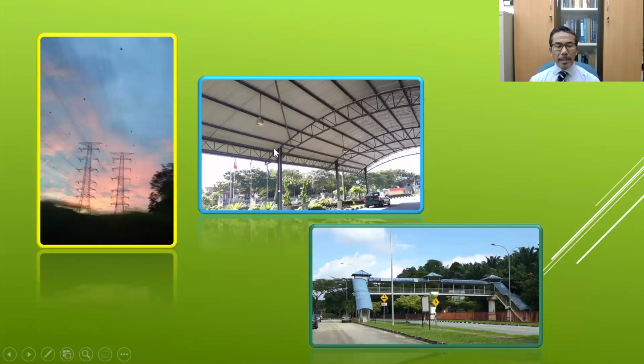This slide shows photos where steel is being used, for example here, to construct electric transmission towers. In this picture, steel is being used as the columns as well as to form the roof system. This picture shows that steel beams were used to build this pedestrian crossing bridge.